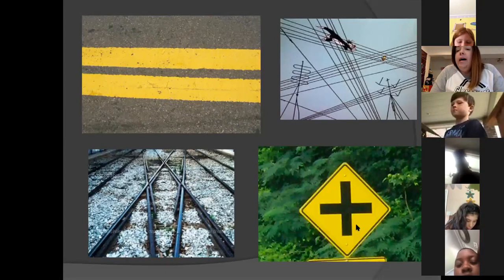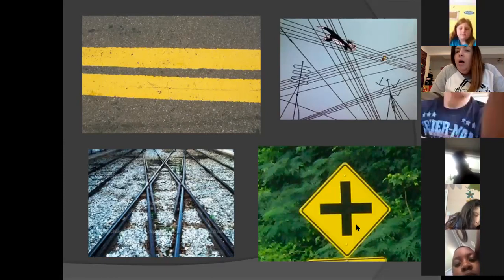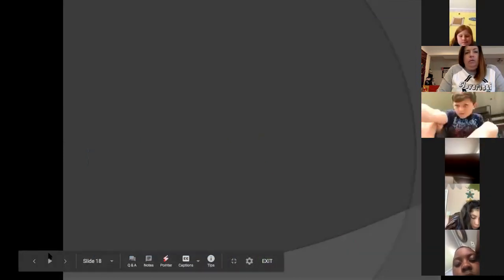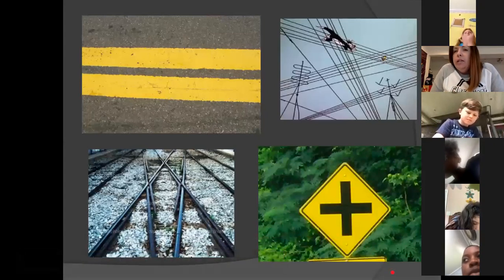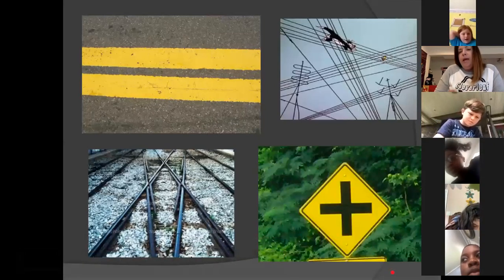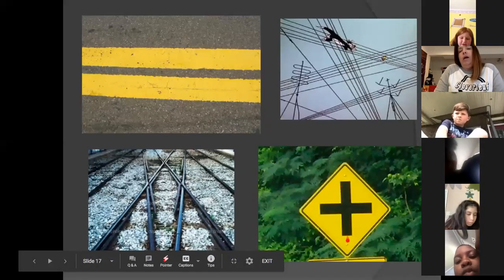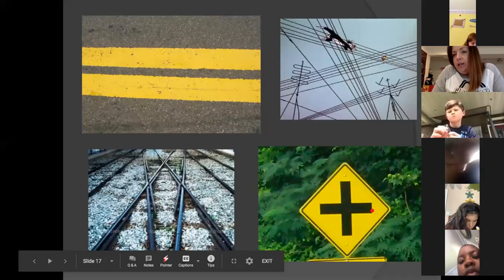Yes, so that sign on the road is saying there's an intersection coming. What kind of intersection is it gonna be? Sorry guys, clicking things. What kind of intersection is it gonna be based on the sign? A four-way intersection. Okay, a four-way intersection, and the roads are perpendicular. So they're going to cross exactly straight and make 90-degree angles, right? Make straight corners.